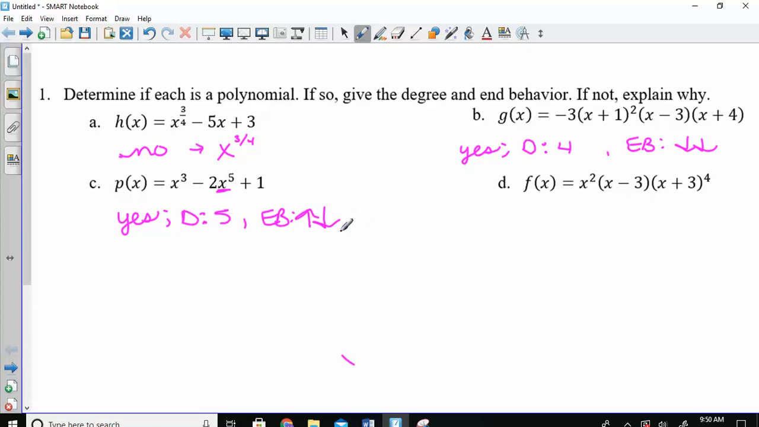Alright. Is D a polynomial? What would be my degree? We have to think about if we multiplied it out. What would be the end behavior? Alright, so the pieces that would specifically be on tomorrow's quiz are degree and end behavior, because we had to list that out before we graphed any of those polynomials. Okay, questions there?